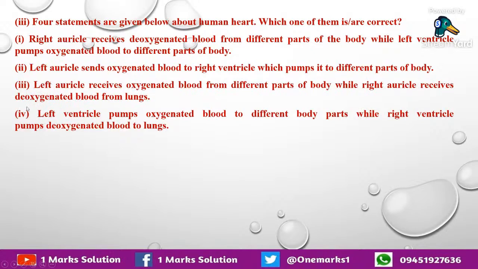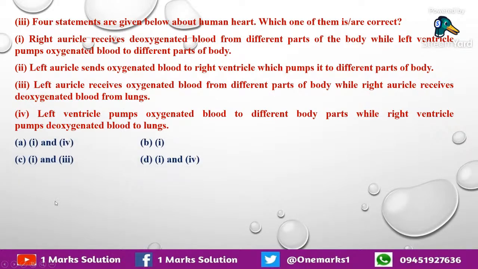So this statement is also wrong. Right auricle receives deoxygenated blood from the lungs. So this is also wrong. The right auricle receives deoxygenated blood from different parts of the body. This statement is incorrect. Left ventricle pumps oxygenated blood to different body parts, yes, through the aorta, while right ventricle pumps deoxygenated blood to lungs. This is also a correct statement. So 1 and 4 should be correct.